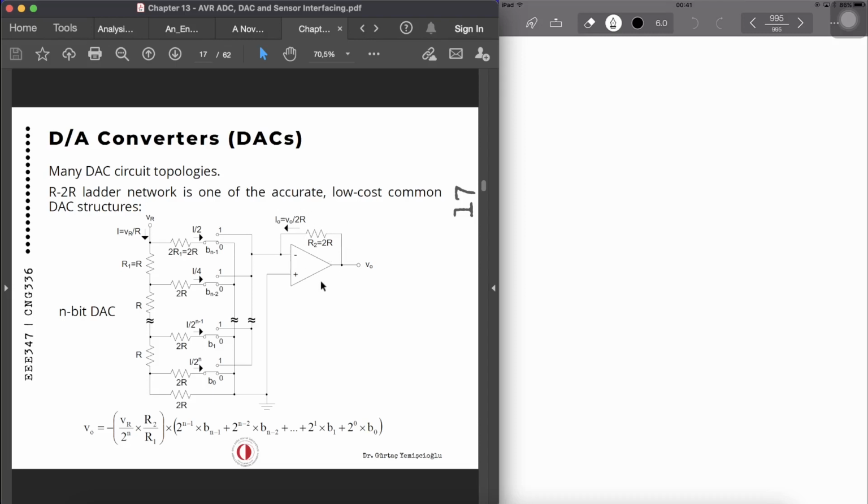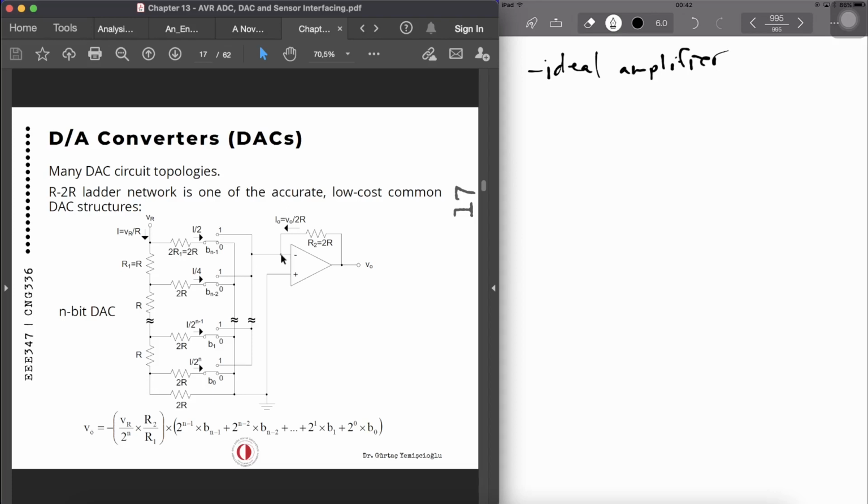So because you see the output is tied through the resistor to the negative input of the amplifier. Now, for this discussion, we are going to assume that it's an ideal amplifier. So the first thing is we can assume that this is an ideal amplifier. So what do we know about an ideal amplifier?